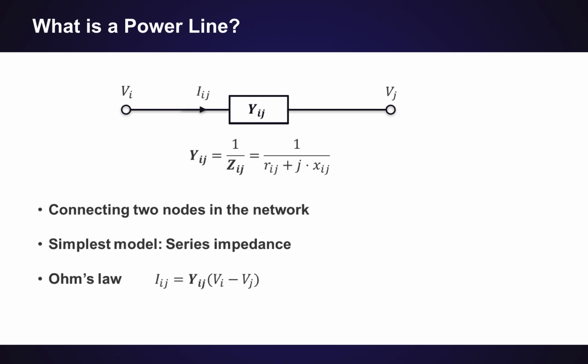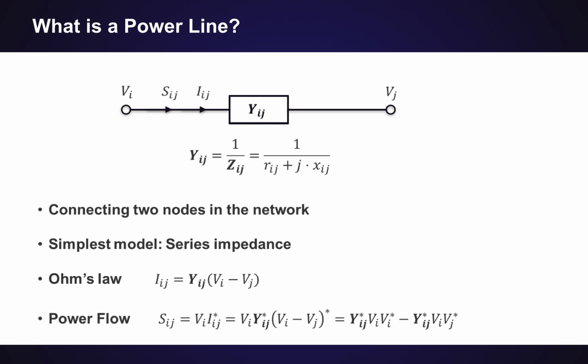To represent the current that is flowing over this line, which is given by Iij, we are using Ohm's law. This is the physical law that describes the current, and it is given by the admittance times the voltage difference between node I and node J, and that gives us the current flowing from node I to node J. Note here that if you have a high voltage at node I, current will be flowing from I to J. If you have a high voltage at node J, the current would actually flow in the other direction.